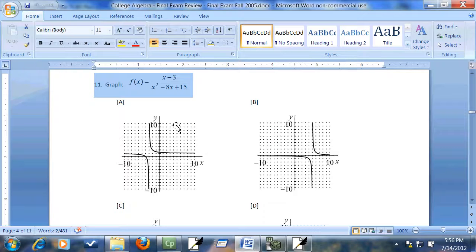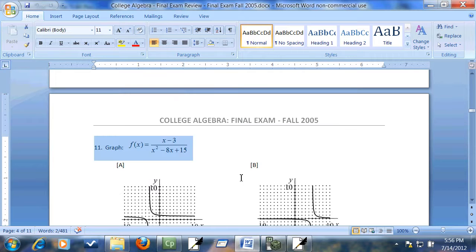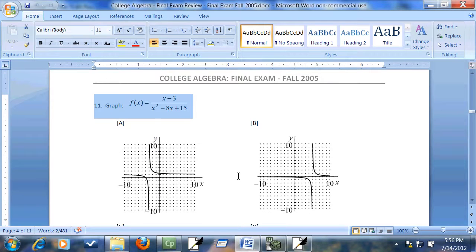And that would match either B or D, and actually it matches B. So our answer would be B as in Bill.